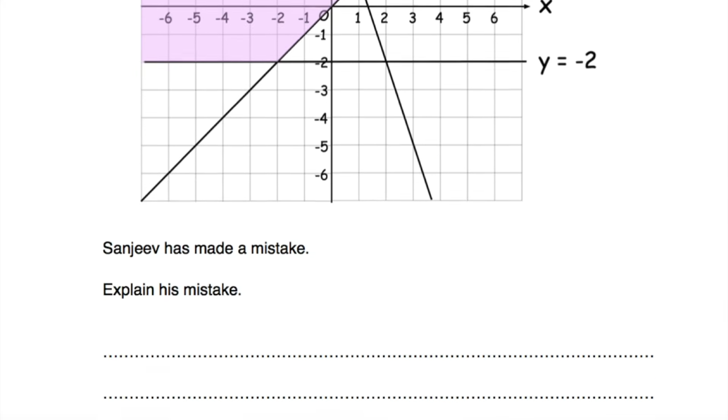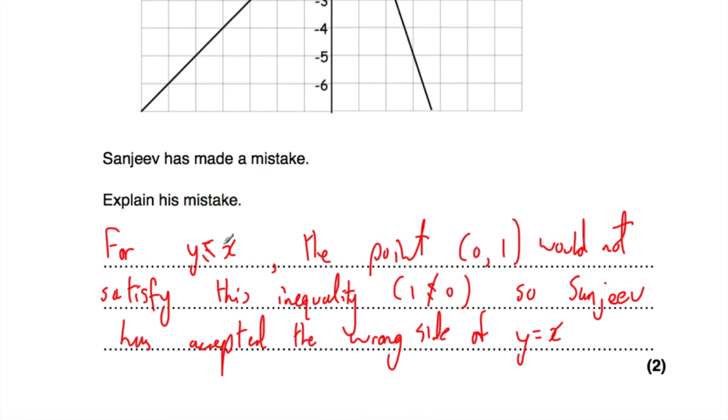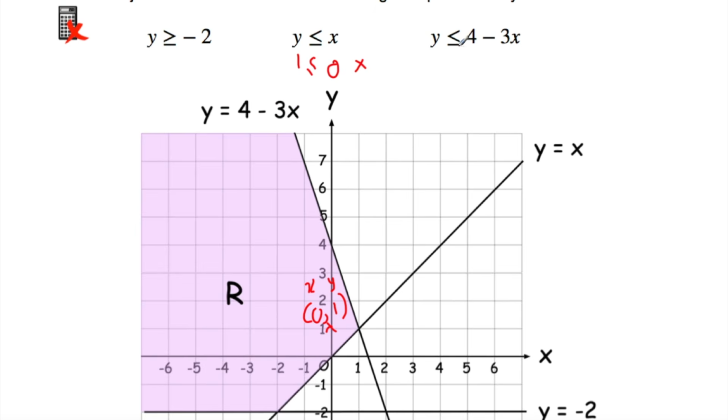So let's explain that. And that's how I've just explained. For y is less than or equal to x, the point 0, 1 would not satisfy that inequality because 1 is not less than or equal to 0. So Sanjeev has accepted the wrong side of y equals x. So that's it. And let's just have a look here for the last one.